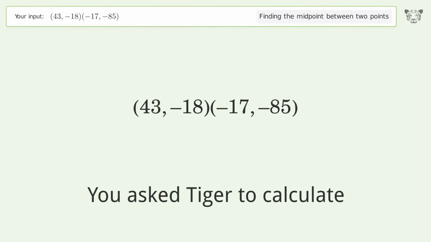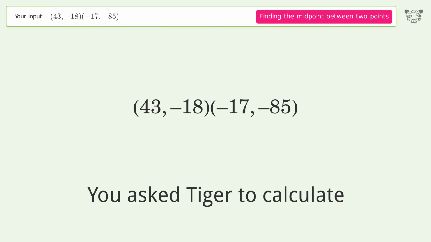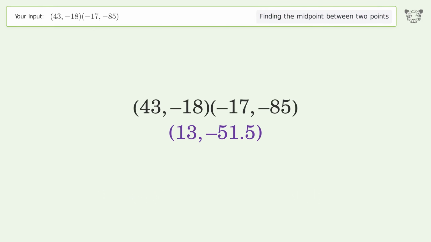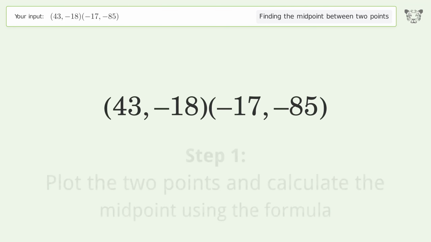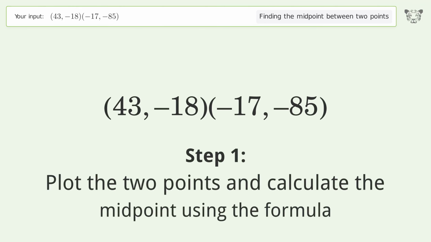You ask Tiger to calculate. This deals with finding the midpoint between 2 points. The midpoint between the 2 points is 13, negative 51.5. Let's solve it step by step. Plot the 2 points and calculate the midpoint using the formula.